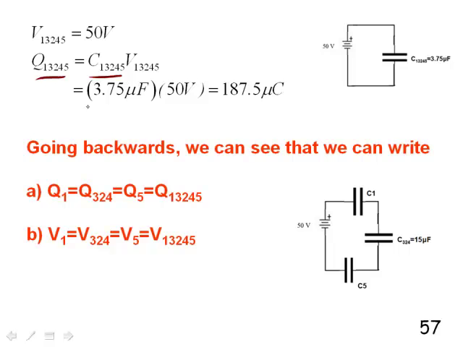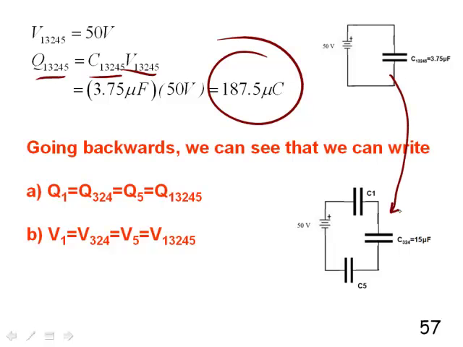Q13245 is equal to C13245 times V13245. So that's 187.5 microcoulombs when you plug in the numbers. So now we're going to march backwards. Every step that we took initially to get the equivalent capacitance of the entire circuit, now we're going to go back the other way, and so we're going to go back from here to here.